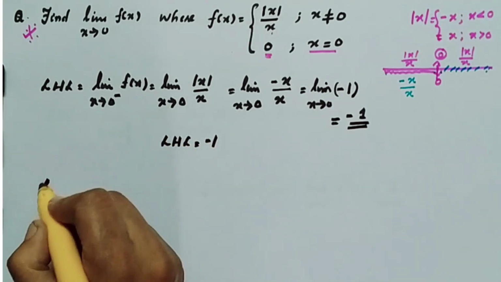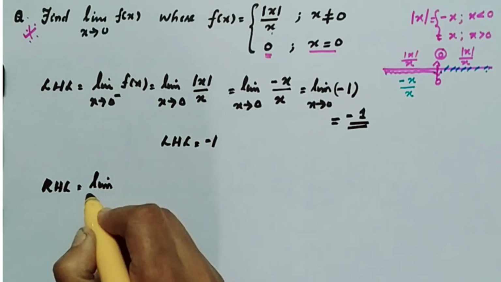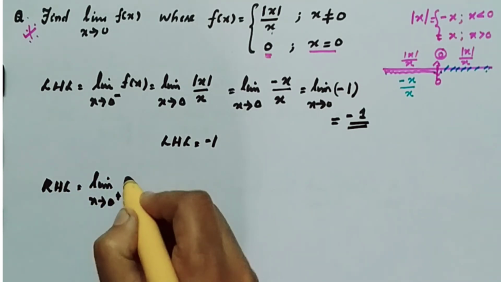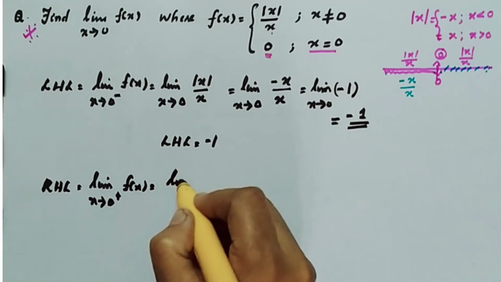Now we can check with the RHL, the right hand limit. Limit x tends to 0 plus f(x) equals limit x tends to 0.